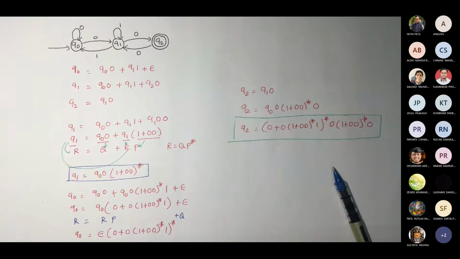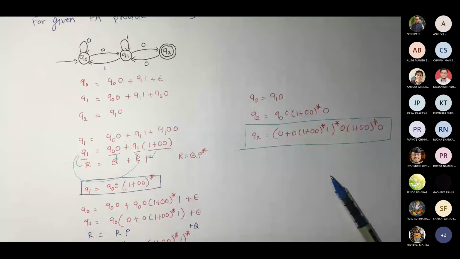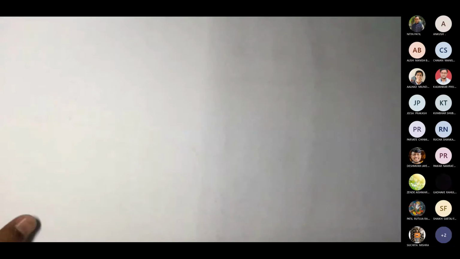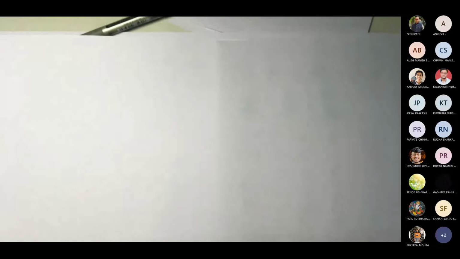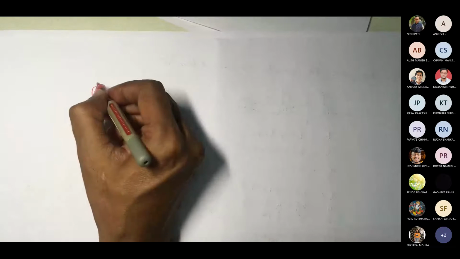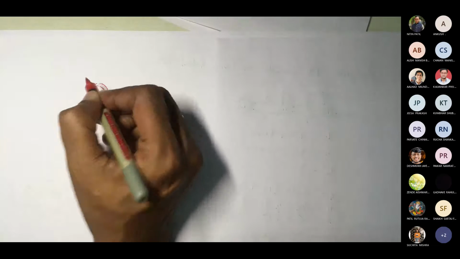Fine with everybody? Shall I move to the next now? Okay, let me take another one. So let me take another equation. Q0, this is my final state. This itself is my final state.